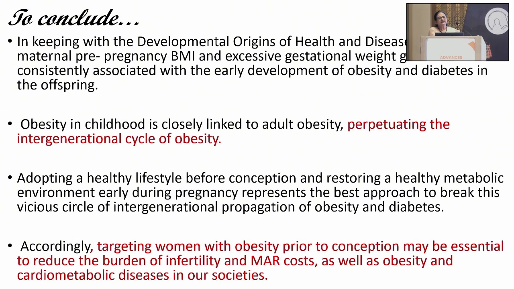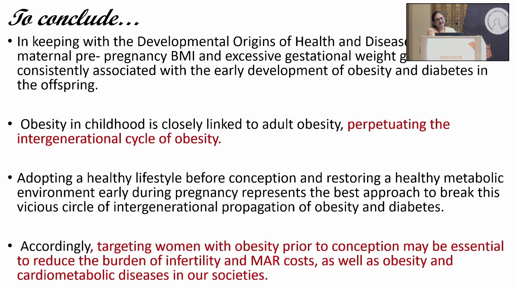And in keeping with the developmental origin of health and disease paradigm, maternal pre-pregnancy BMI and excessive gestational weight gain during pregnancy are consistently associated with the early development of obesity and diabetes in the offspring. The child will have obesity in adulthood also. So obesity in childhood is closely linked to adult obesity, perpetuating the intergenerational cycle of obesity. So mother obese, he is obese, his child will also be obese.